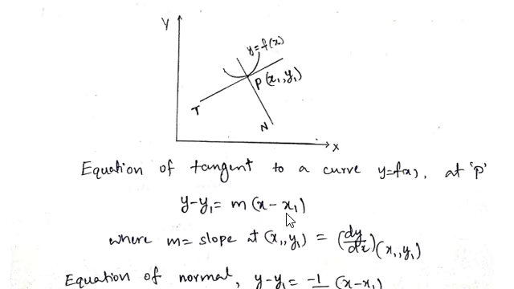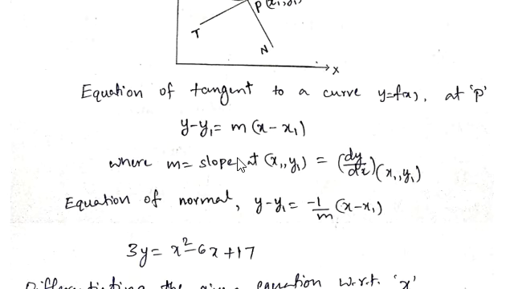This is the equation of a line passing through the point (x1, y1) and having slope m. So this is the equation to find a tangent to a curve y equals f(x). Here m represents the slope at (x1, y1). The slope is nothing but dy by dx; if you find it at (x1, y1), it represents the slope.